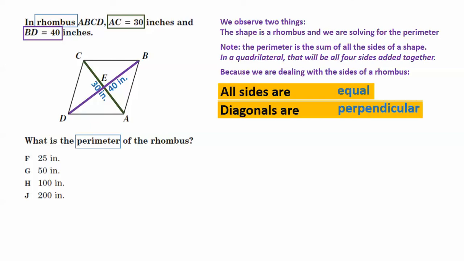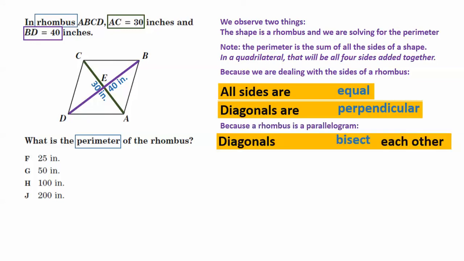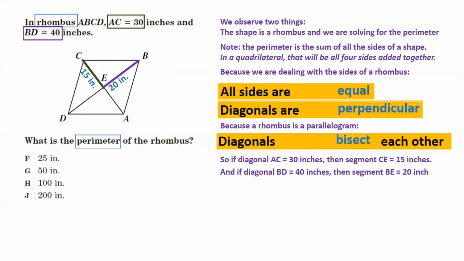That's not quite enough to solve yet, so let's go all the way back to our parallelogram rules. Because a rhombus is a parallelogram, the diagonals bisect each other. So if diagonal AC equals 30 inches, then the segment CE will be half of that. So I'm going to take 30 inches, divide it into 2 pieces, and I find that segment CE is 15 inches. Similarly, if diagonal BD is 40 inches, then the segment BE will be 40 divided by 2, or 20 inches.